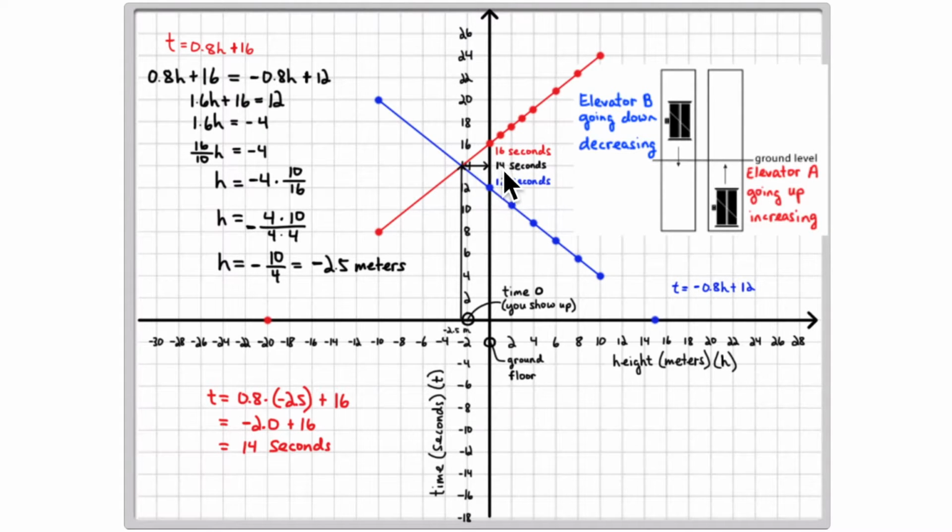Notice that's halfway in between the amount of time it takes elevator A to get to ground level, that's 16 seconds, and the amount of time it takes elevator B to get to ground level, that's 12 seconds. So halfway in between, that's 14 seconds. That's when they pass each other.